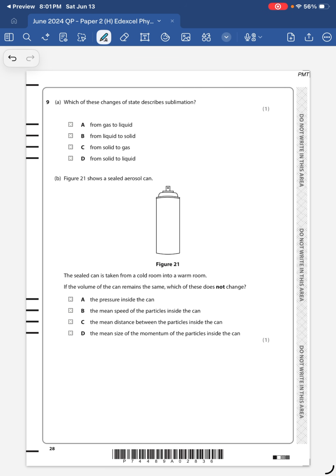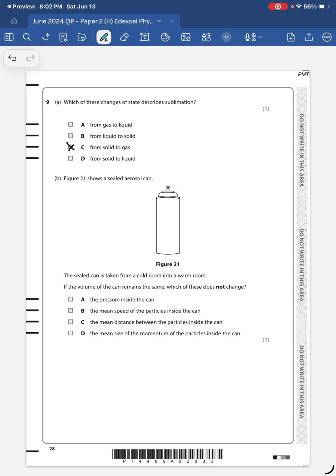Question 9. Which of these changes of state describes sublimation? Okay, so it's when we go from solid to gas, right? So C is sublimation, from solid directly to gas. It happens to ice, right? Yes.